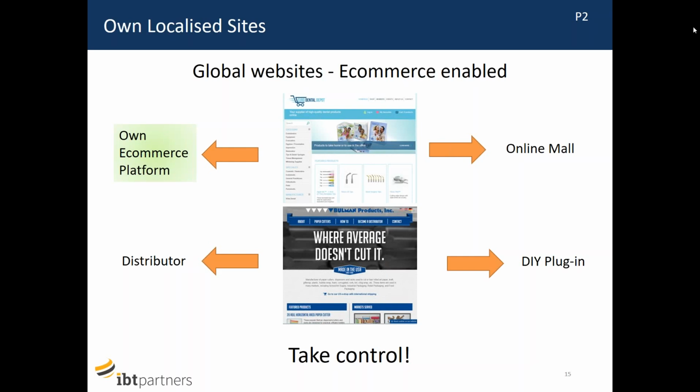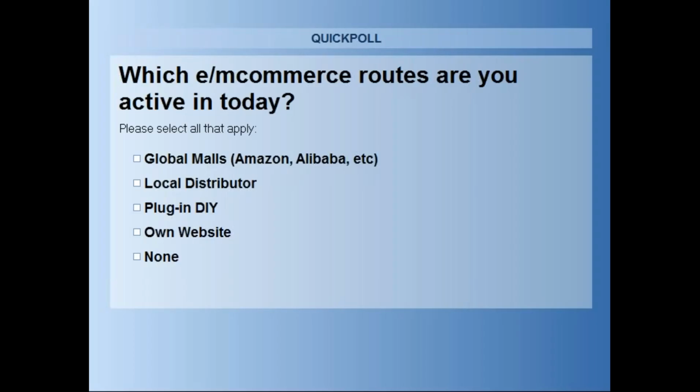Let me just launch it now, so please everybody, here you go. Which e-commerce routes are you active in today? So there you go, listening to what Susanna has been talking about: global malls. I mean, let's talk about Amazon, and Amazon. That, of course, there's Alibaba. Local distributor, plug-in DIY, or your own website. Or indeed none of these.